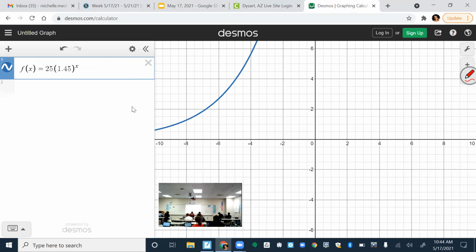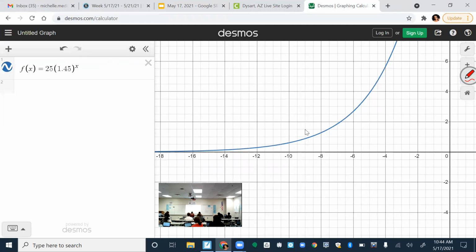So here's how that graph looks in Desmos. I just typed it in exactly how it looked on the paper. So pick the one that matches this shape.